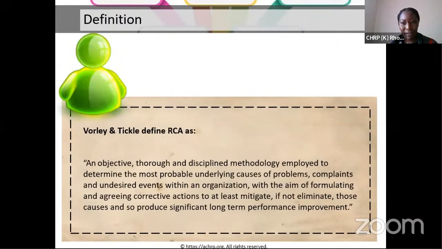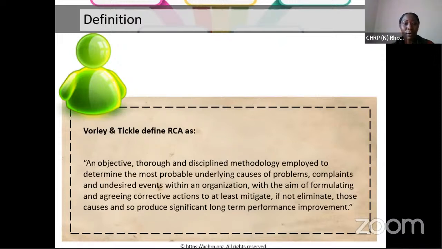Then let's look at my favorite. Of course, we say there is no clear way of defining it. It's a definition by Vorley and Tickle, and they define root cause analysis as an objective, because there is some objectivity in it, thorough and disciplined methodology employed to determine the most probable. He's not giving it a definite term. He's saying you can have many root causes of a problem and you can come up with many solutions, but even the best of your solutions may not be a 100% cure of your problem.